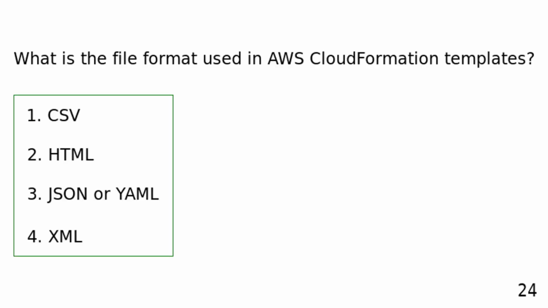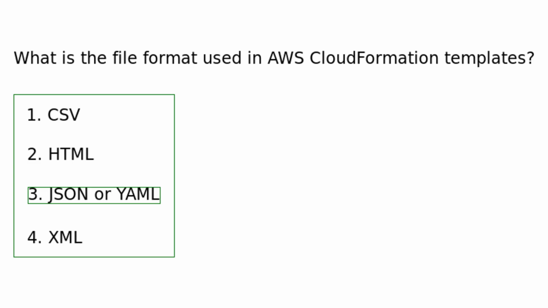What is the file format used in AWS CloudFormation templates? CSV, HTML, JSON or YAML, XML. AWS CloudFormation templates can be written in either JSON or YAML format to define the desired resources and their configuration.